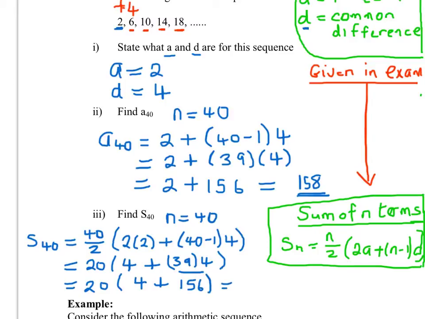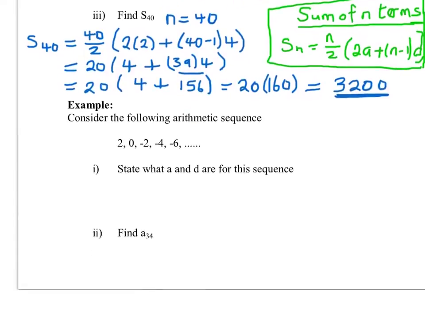So that's equal to 20 multiplied by 160, and 20 by 160 turns out to be 3,200. So the answer to that part is 3,200. So if you were to add up the first 40 terms of that arithmetic sequence, the value you would get is 3,200. Now let me move on to the next example.